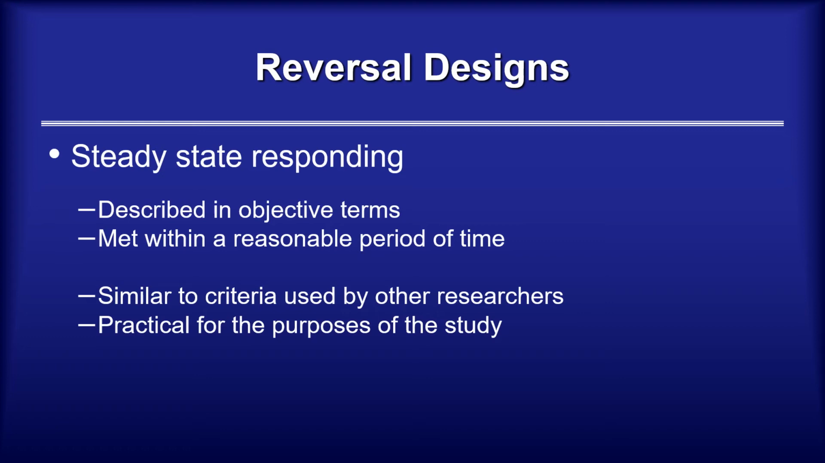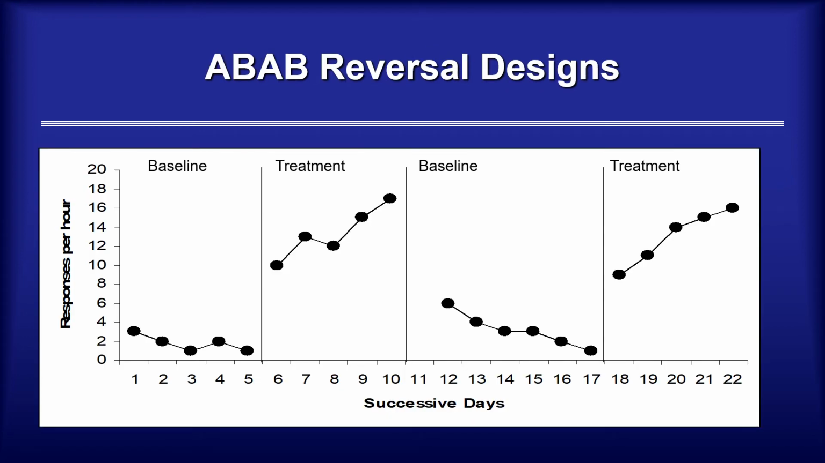If behavior is extremely variable during a given phase, there are likely other variables in the environment that you should be looking for to control or eliminate. You might decide these criteria based on similar criteria used by other researchers, or simply that they're being practical for the purposes of the study. Here's an example of data collected in a reversal design.